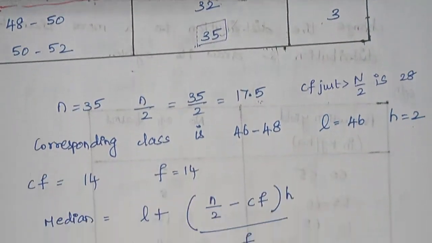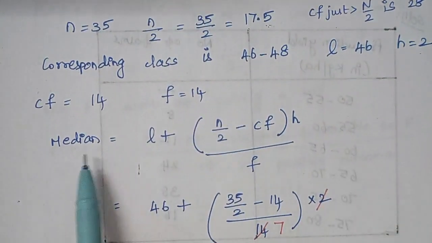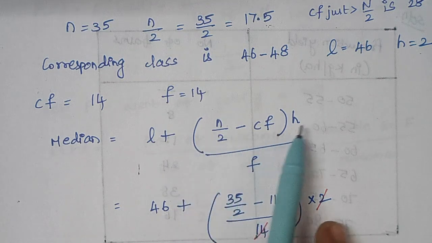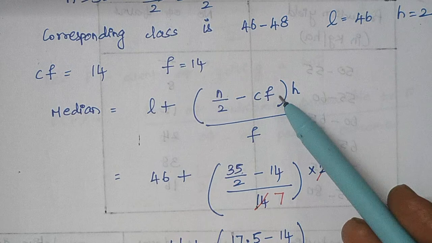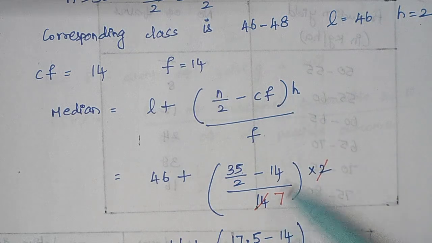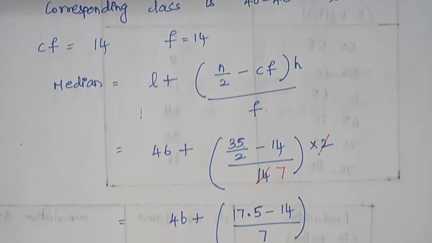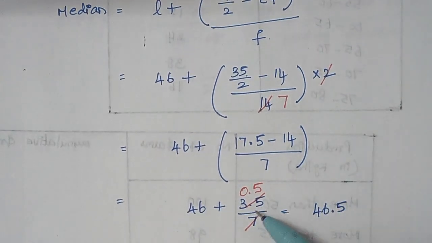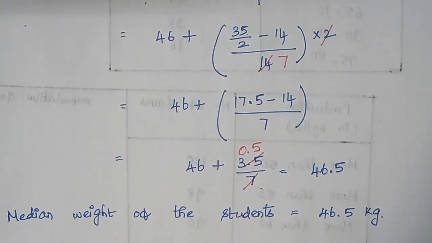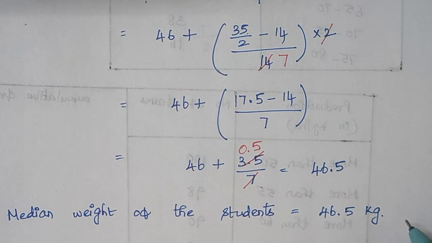When you substitute these values in the formula, median is L plus (n by 2 minus CF) into h by f. So n by 2 is 35 by 2, the value of cumulative frequency and frequency are 14, and h is 2. Just substitute, and once you solve and simplify, we end up with 46 plus 3.5 by 7, so 0.5. So again the value is 46.5. Therefore, the median weight of the students is 46.5, which we had already found by using our ogive.